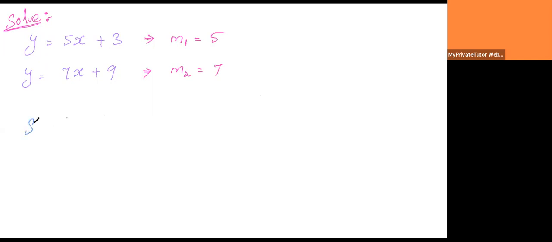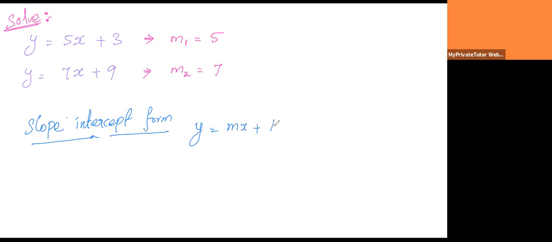So what is the slope intercept form? Y equals mx plus b or c. We can use anything here. We learned it sometime back, isn't it? Slope intercept form, where m is nothing but a slope or a gradient, and c is nothing but the y-intercept, the y value of the y-intercept.